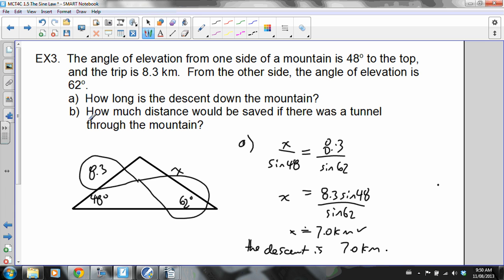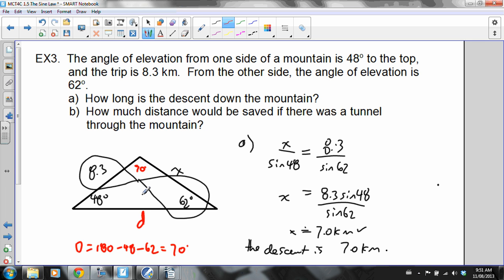What's the second question? How much distance would be saved if there was a tunnel through the mountain? So this is the tunnel through the mountain. Obviously, we want to find out how long that tunnel is, right? So if this is D, notice that for this side D, we don't have the opposite angle, right? So we're going to have to calculate that first, but that's okay. We've got every angle except for that one, so I just go 180, subtract 48, subtract 62, which is about 70 degrees.